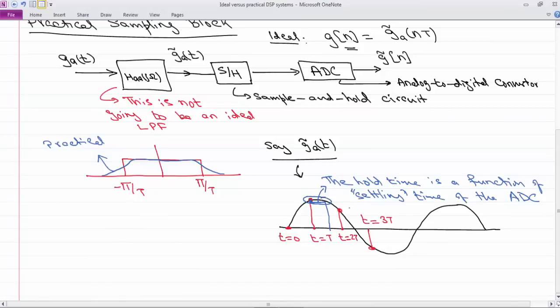So if your signal, I'll blow this part up. So if your signal was going like this, you wanted to sample here, the sample and hold circuitry will actually end up producing some average value which will be around this point during this phase. So we'll sweep under the rug the details of the hardware implementation. We'll just say that sample and hold, when it does that, you're not going to get the exact sample value at that point. Okay.